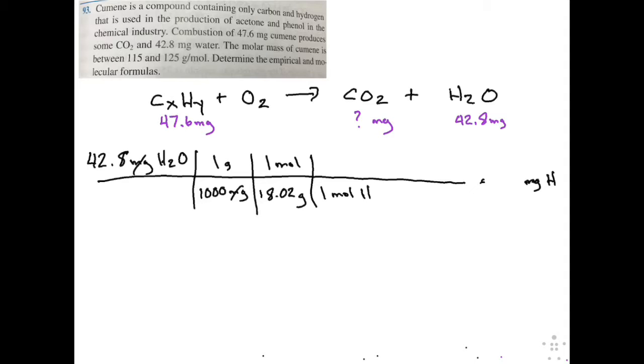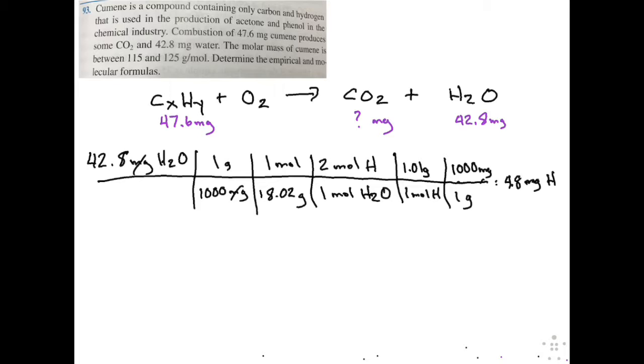Then we're going to go from moles of water to moles of just hydrogen. Remember, we got that 2-to-1 ratio like the last problem. There are 2 moles of hydrogen for every 1 mole of water. 1 mole of hydrogen is 1.01 grams. I'm running out of room. And then there are 1,000 milligrams in 1 gram. Now, when you carry this table all the way through, you should get 4.8 milligrams of hydrogen.